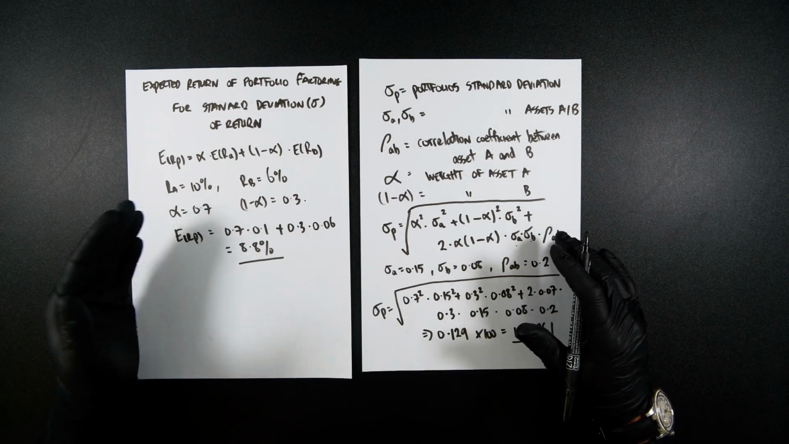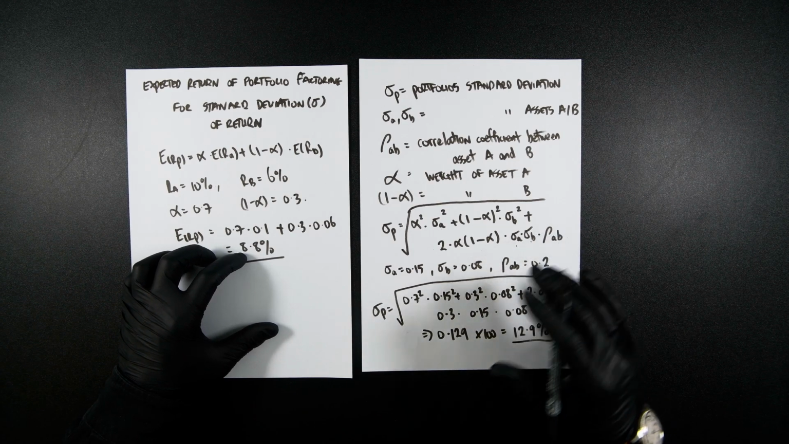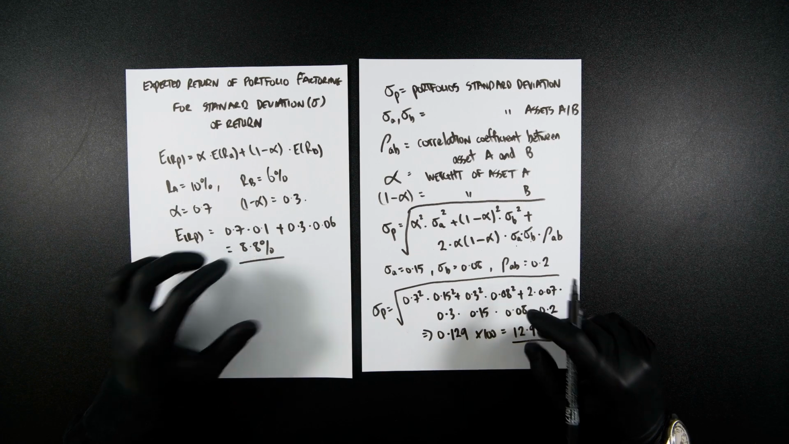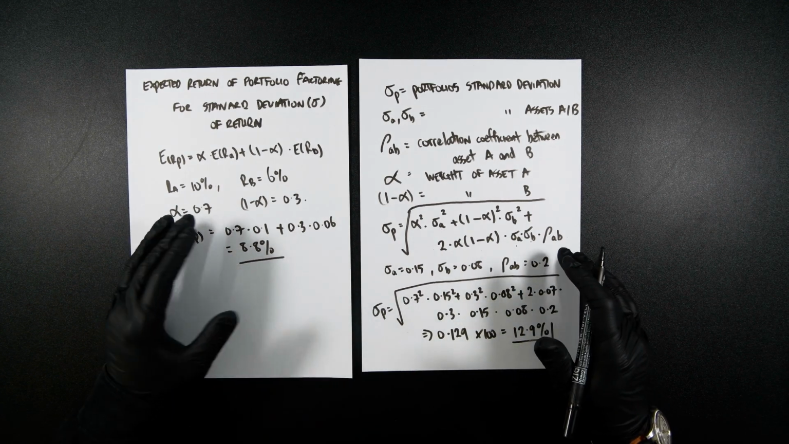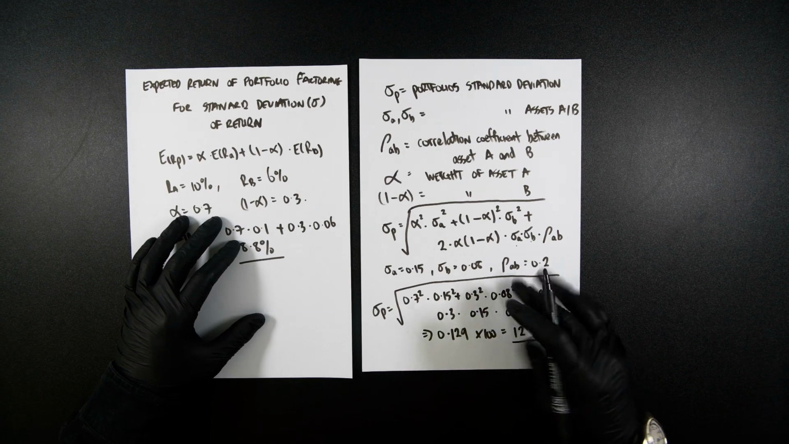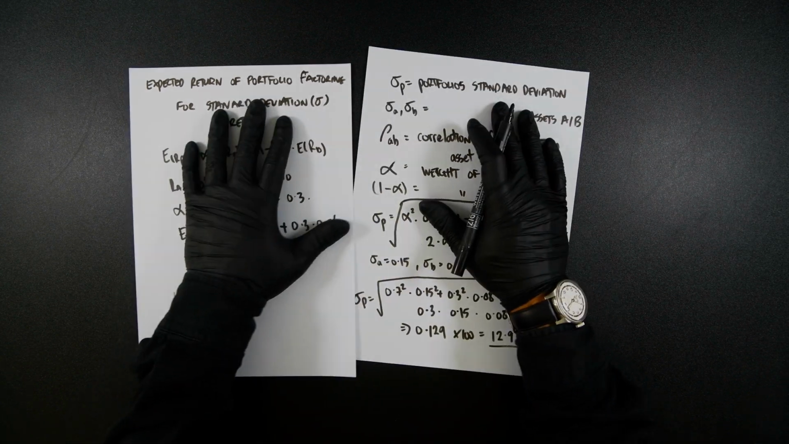The expected portfolio return is 8.8%. The portfolio risk is 12.9%. So by combining two assets with two different risk levels, it potentially achieves a better risk-return trade-off, especially if the correlations are low. I bet that was really worth it. Cool.